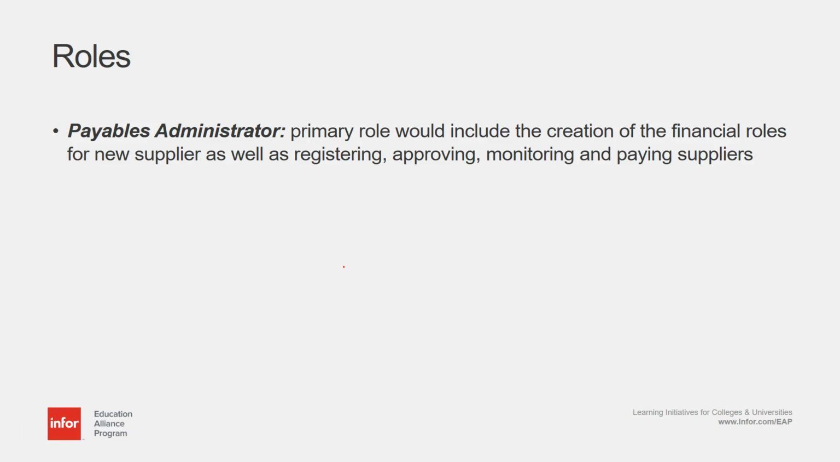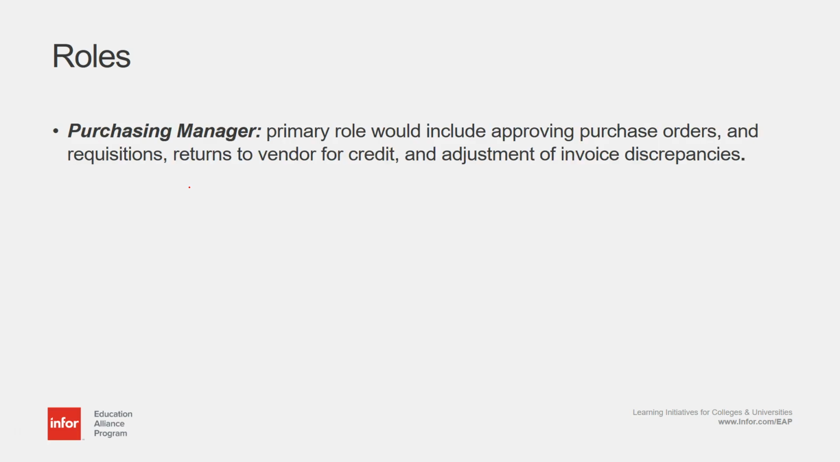The payables administrator is the person who will generate the financial roles for any new suppliers that are approved for use in the system. Registration of that supplier, approving, monitoring, and then ultimately paying the supplier is the responsibility of the payables administrator. Then we have the purchasing manager, whose primary role is to approve purchase orders, requisitions, return items to vendors, and adjust if there's any discrepancies in an invoice.